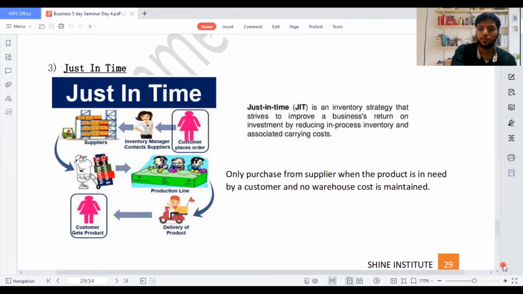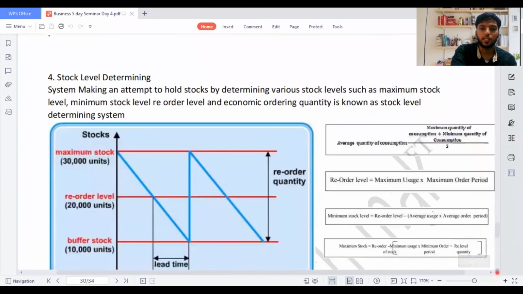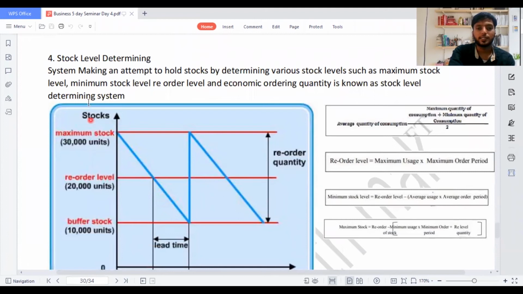So that's the worst part of the just-in-time management system. Then we have the stock level determining system. It says the system makes an attempt to hold stocks by determining the various stock levels such as maximum stock level, minimum stock level, reorder level, and economic order quantity, known as the stock level determining system.